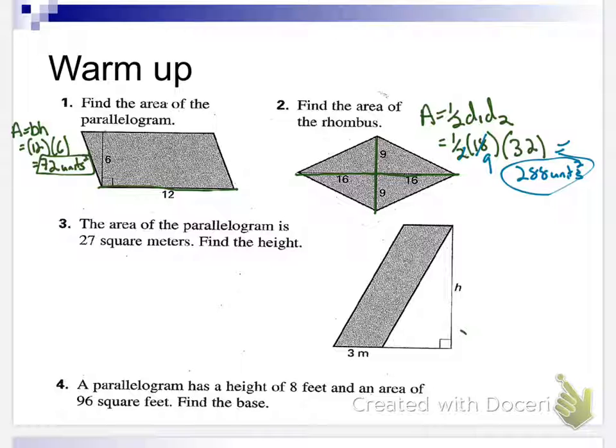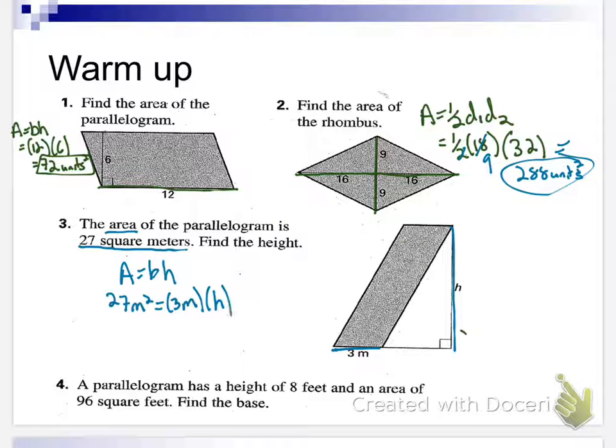Okay. The next one, it says that the area of the parallelogram is 27 square meters. Find the height. So we see we have a base of 3, and we're trying to find that height right here. So for a parallelogram, area equals base times height. Our area is 27 meters squared equals my base of 3 meters. My height is h. I'm going to isolate that h.